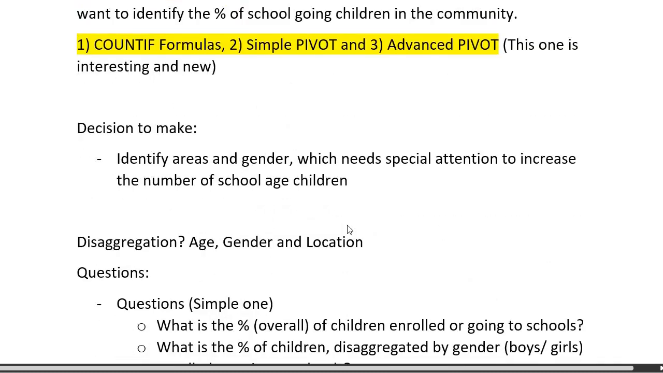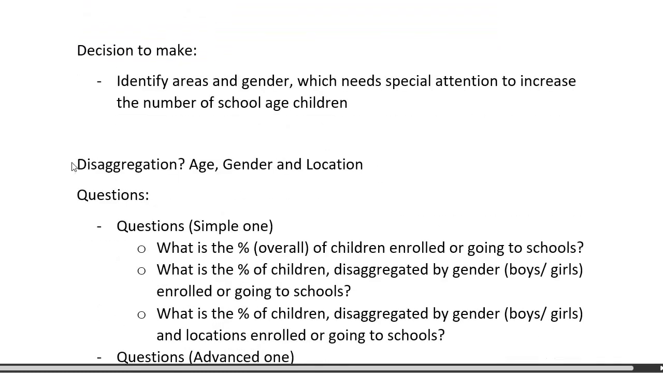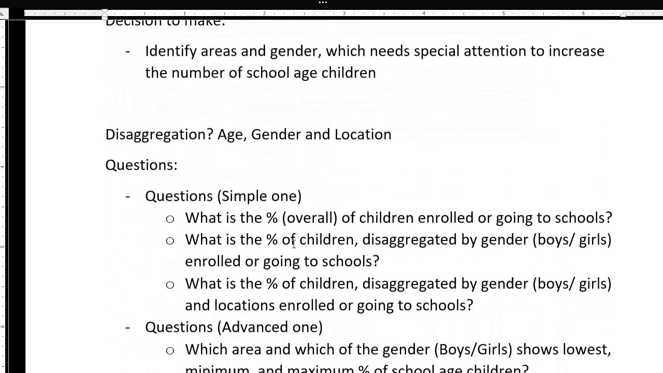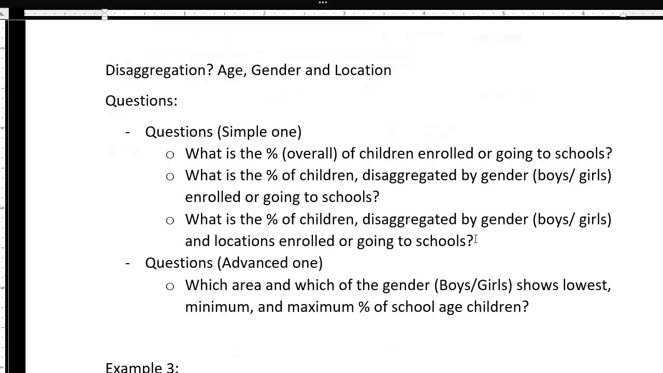Now for this, I need data where I have the name of the household, the age of the household head, the gender of the household head, the location of the household, the number of children in that household, boys and girls overall, and the number of children in that household, boys and girls, going to school. So here I will show you how to analyze such data with COUNTIF formulas, also with a simple pivot table and an advanced pivot table, and how to identify such types of trends and respond to these questions.